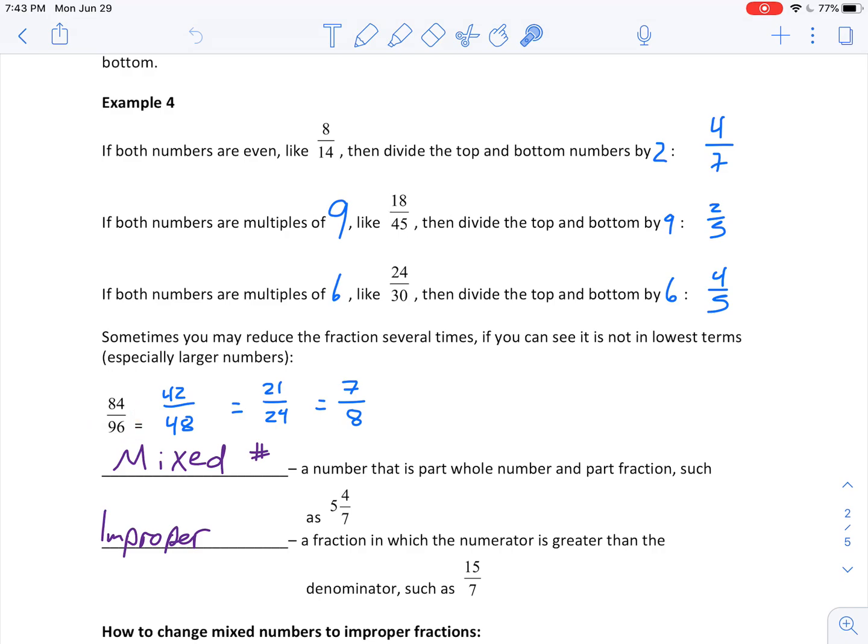Well, if I can chop that in half, I can chop both of these in half, right? Because 84 and 96 can be divisible by 2. I end up getting 42 over 48. Okay, I can keep going because they're even numbers. I get 21 over 24.